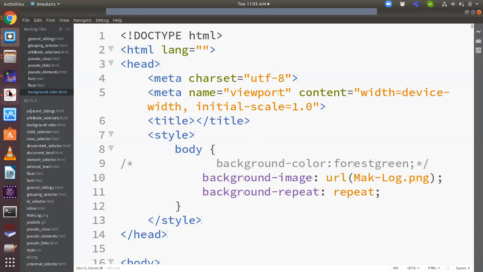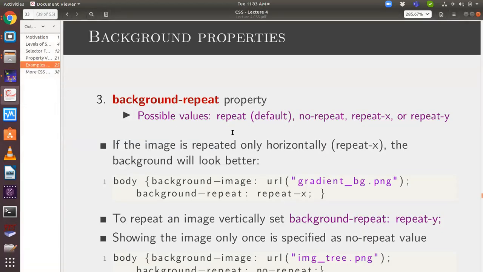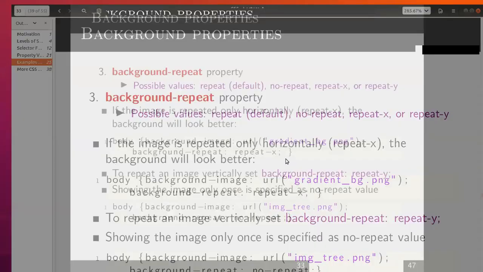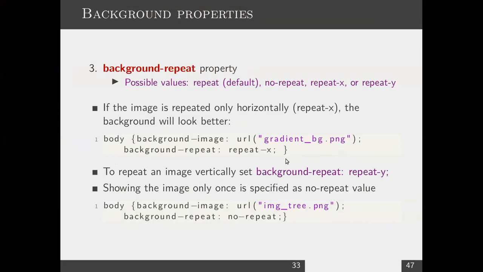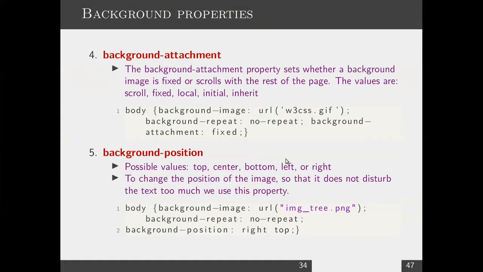Now I'm going to do the next thing that will give us a better display. So let's look at the attachment and the position. The background attachment property sets whether a background image is fixed or scrolls with the rest of the page. So the values are scroll, fixed, local, inherit, and initial.